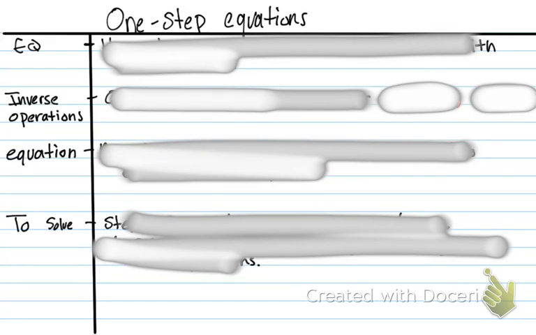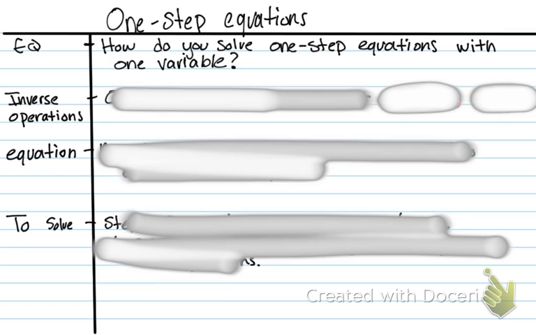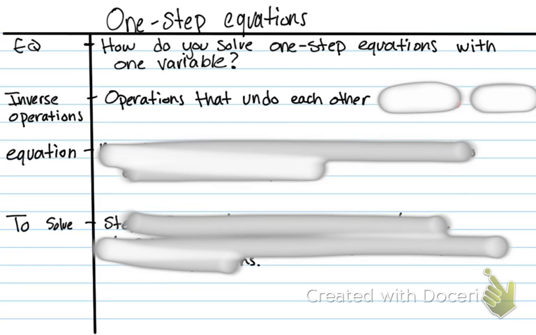We are going to do one-step equations today. Our essential question is, how do you solve one-step equations with one variable? And we're going to look at a few vocabulary words before we start. So first we're going to talk about inverse operations. Those are operations that undo each other.